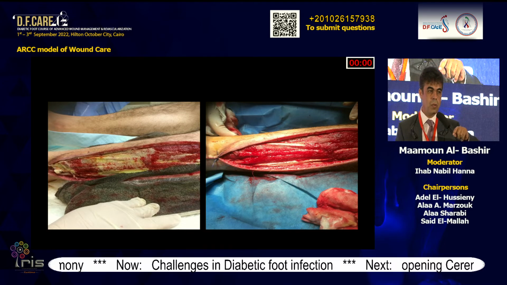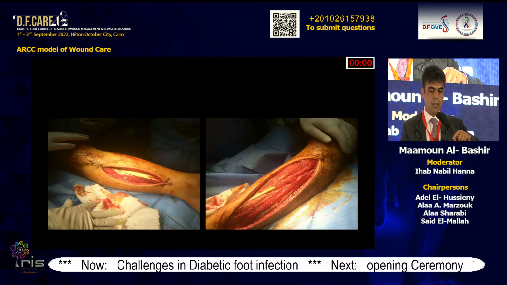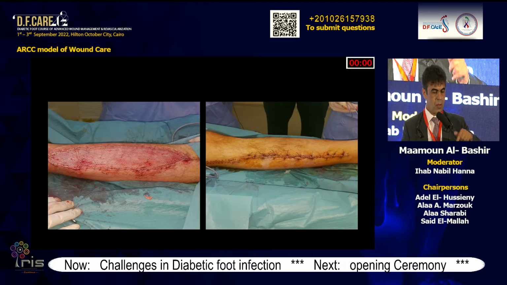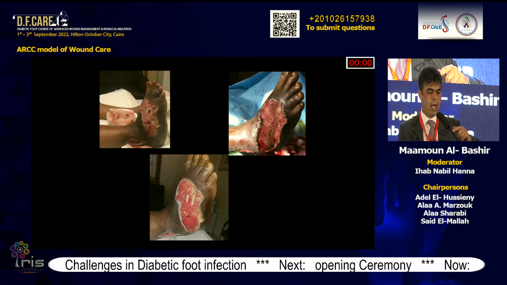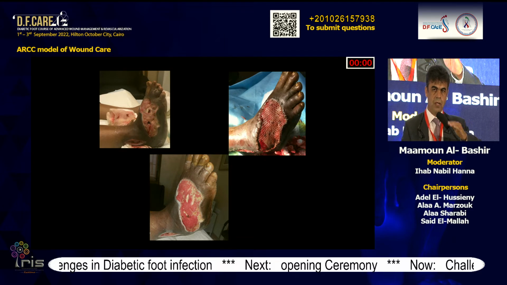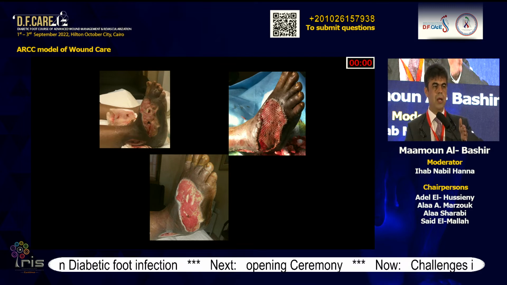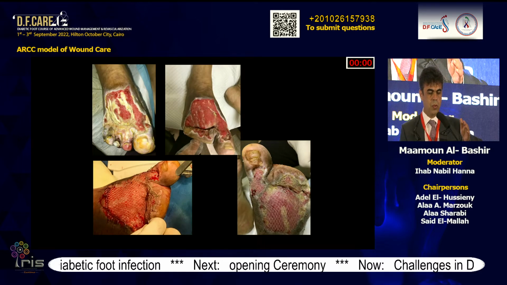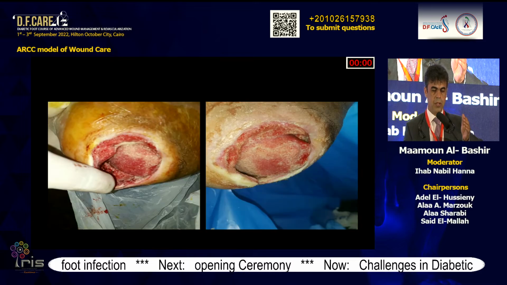You can use this model for the acute wounds. This is an acute post-fasciotomy wound, and that's what we do. Then we skin graft it for coverage. You can use it for the chronic wounds, extensive wounds. You debride them, you revascularize them, sepsis control. You go through the ARCC. Every single wound can work with using this model. These are just a few of the examples. I will not dwell on them.